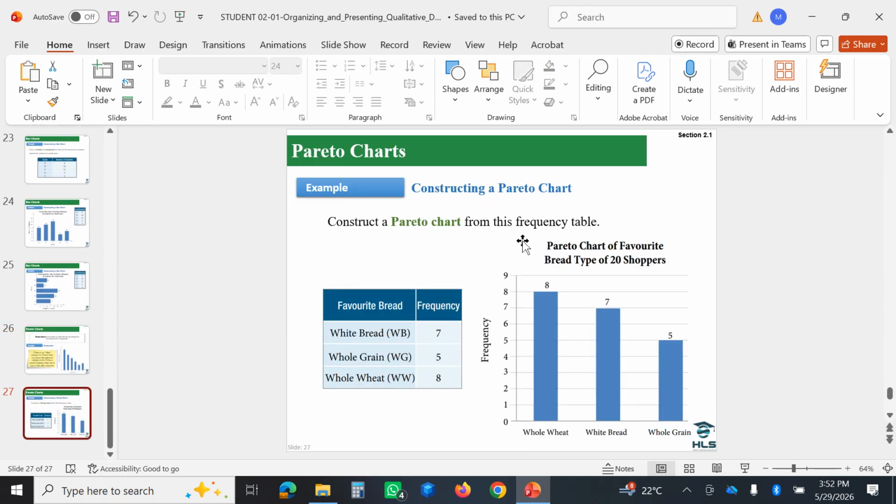Construct a Pareto chart with this frequency table using your white bread, whole wheat and whole grain bread. Again, you just order them from 8, 7, and 5. So you have decreasing order, and you've got that characteristic look of a Pareto chart. And that is all we've got for chapter 2.1.